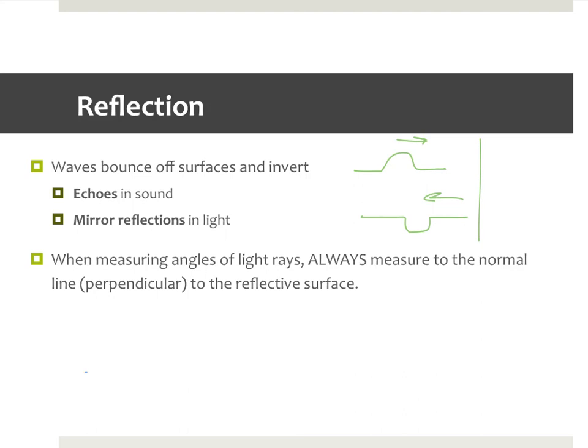So let's say you have a surface like this, a mirror, and then you have a light ray approaching the surface. Now the angles, we always measure to the normal line. So when you have a surface like this, you have to draw your normal line. So it looks just like this. If your surface is like this, then your normal line will look like that. And we measure our angles with that normal line, so it's right here. We do not measure with the surface, like here. Never measure to the surface. Always measure with the normal line.